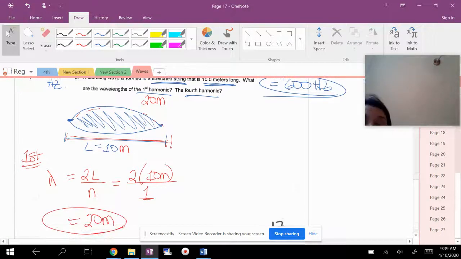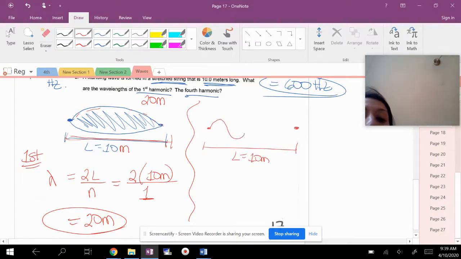Okay, so now for the fourth harmonic, here's your string. Your string has not changed. It's still 10 meters, but I'm on the fourth harmonic. So what that looks like is something like this. Okay, and how many wavelengths do you see here? Well, I see 1 right there, and then 2. Again, we're not counting the reflection. So that's like on top of it, so it doesn't matter.